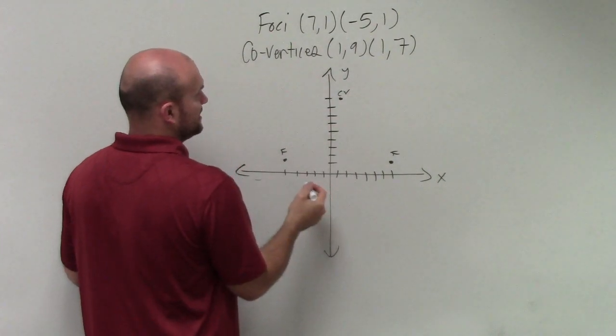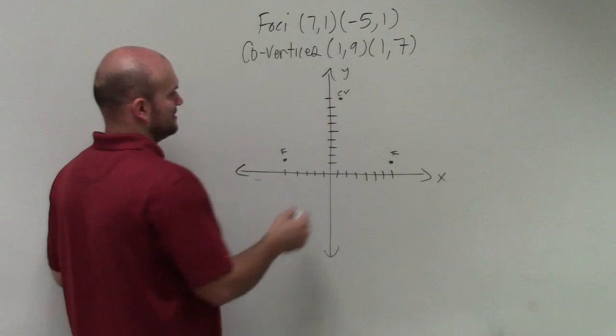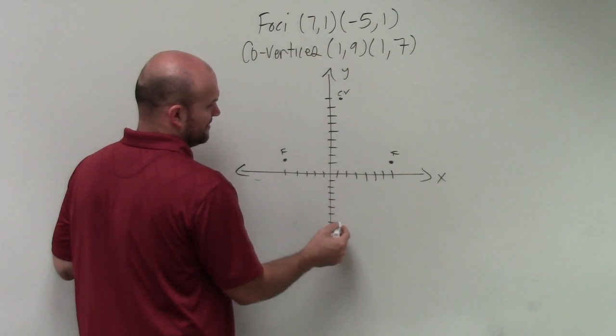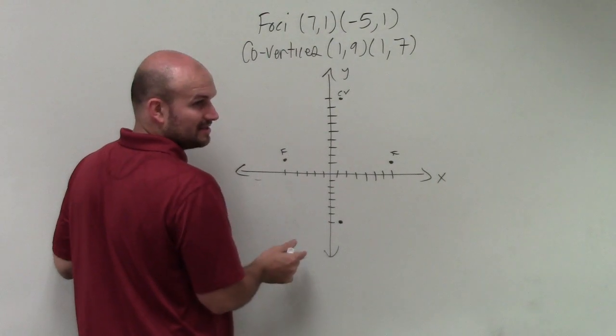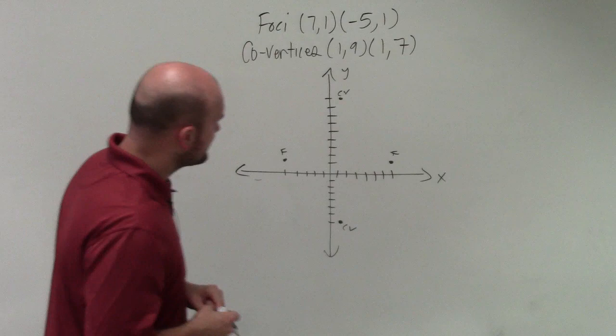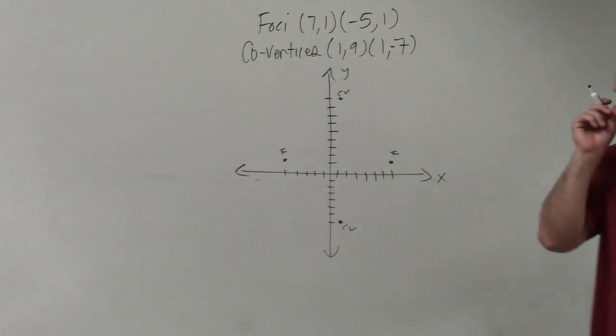And the other co-vertice is at 1, that should be -7. 1, 2, 3, 4, 5, 6, 7. My apologies. That's probably why that one didn't make sense. OK, so that should be at -7. Apologies. I got to write those in.